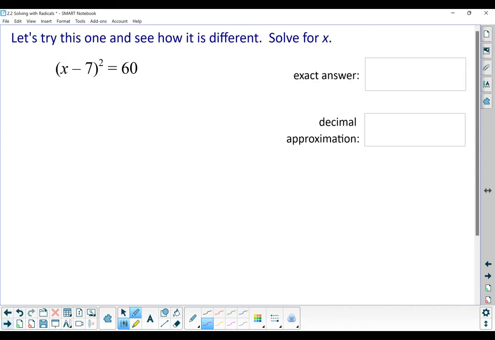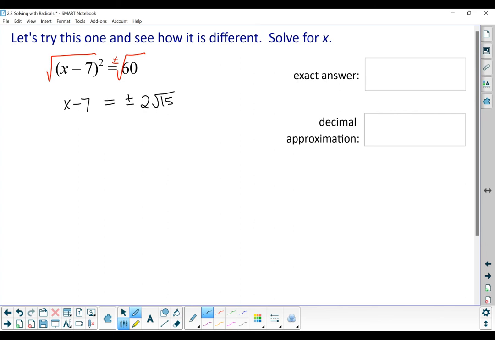Okay, let's try this one and see how it is different. Now, I already have the square isolated on this one so that we could save some time on those extra steps. So we're ready to apply our root. When we apply the square root to both sides of this equation, the left side of the equation becomes x minus 7. And on the right side, I have positive and negative root 60, which if we simplify that root 60, it becomes 2 root 15.